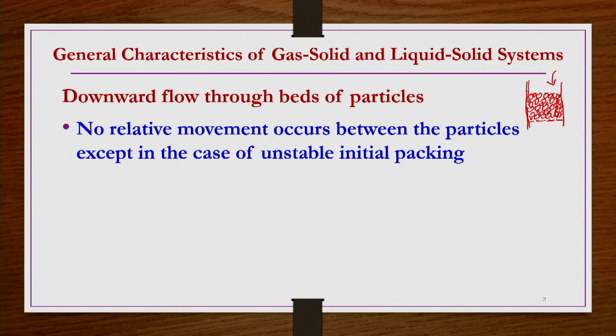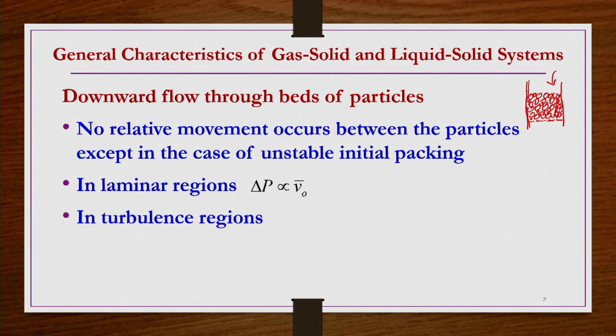So, there will not be any kind of rearrangement of the packing. Under such conditions, whatever Ergun equations are there, they are valid without any kind of difficulty. In laminar regions, we have already seen from the Kozeny-Carman equation that pressure drop is proportional to the superficial velocity V naught bar. Similarly, under turbulent regions, we have also seen that the pressure drop is proportional to the superficial velocity square, that is V naught bar square.